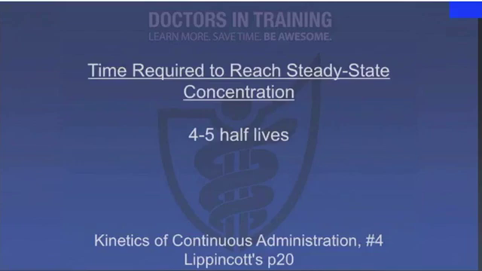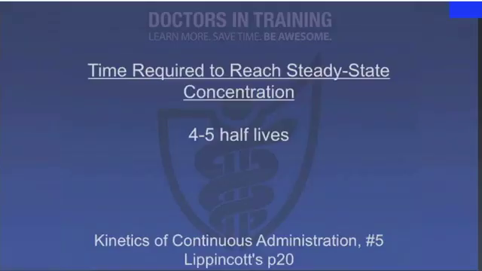For convenience sake, you can say that you'll achieve steady state concentration after 4 or 5 half-lives. Lippincott says 4 half-lives. I always learned 5 half-lives. 4 half-lives means you're going to achieve 93.75% steady state concentration, and 5 half-lives is 96.875% of steady state concentration. So, it's pretty close. Somewhere around 4 or 5 half-lives, you're going to get pretty close to the steady state concentration. So how do we use this concept practically?